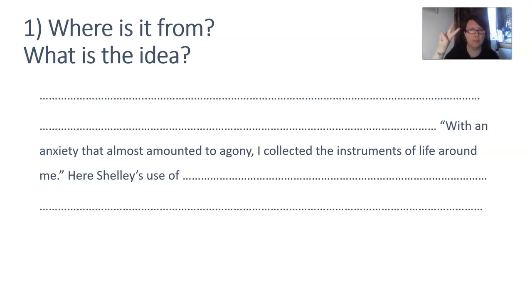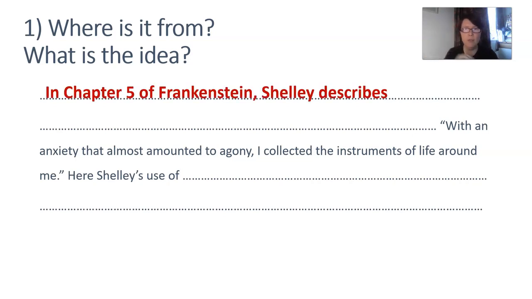So you do two things. Every time you want to embed a quotation, you do two things. Firstly, you say where it's from. Secondly, you say what the idea is. Okay, this is what I most frequently see: "In chapter 5 of Frankenstein, Shelley describes with an anxiety that almost amounted to agony."